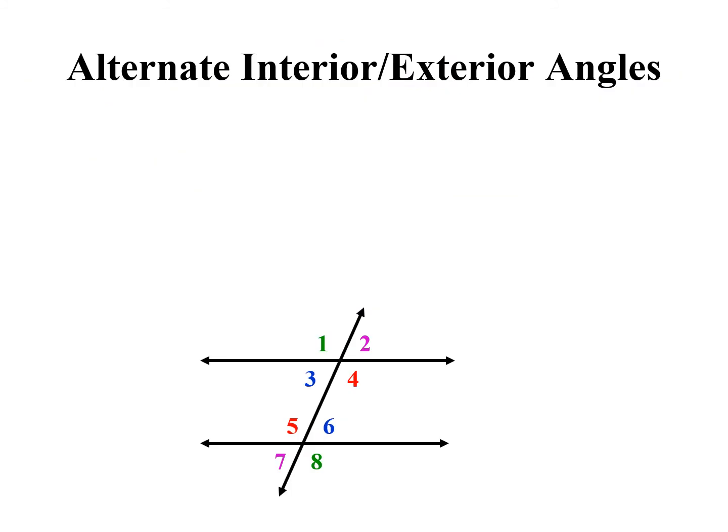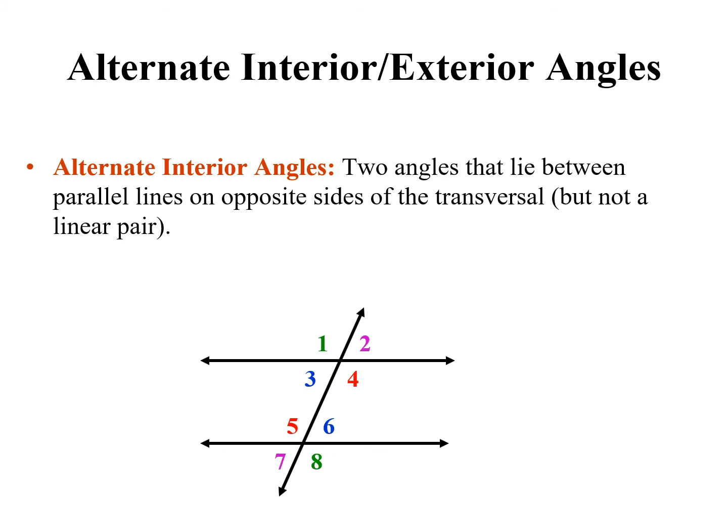Here we have the exterior angles and alternate exterior angles. Take note that alternate interior angles are two angles that lie between parallel lines on opposite sides of the transversal but are not a linear pair. When we say linear pair, it measures 180 degrees. So it is just alternate. The alternate interior angles are angle 4 and angle 5, and angle 6 and angle 3. The measure of angle 3 and the measure of angle 6 are congruent to each other, same as with angle 4, which is congruent to angle 5.